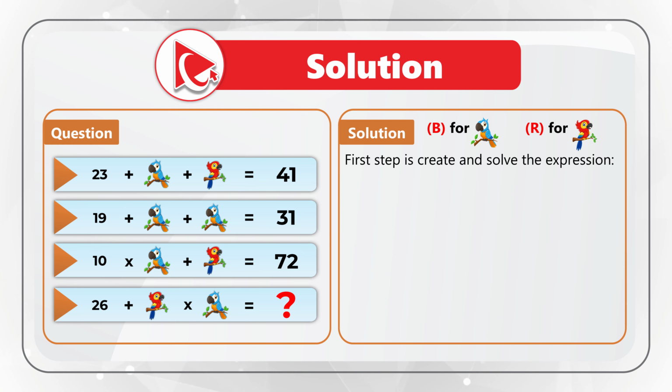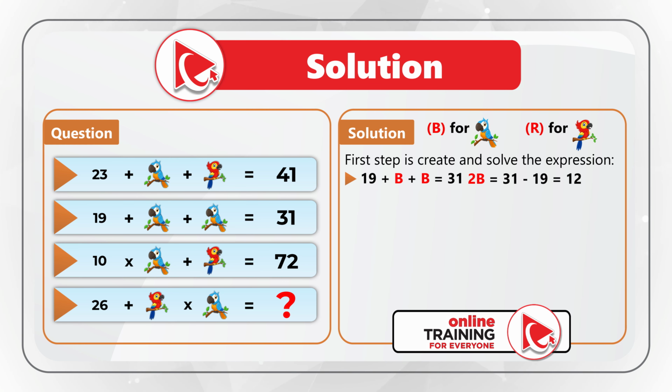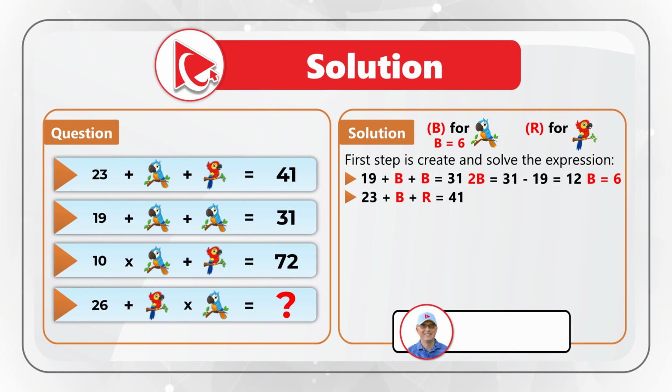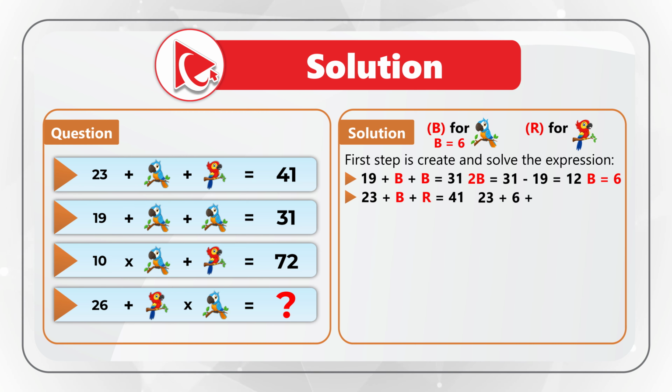And the easiest one to solve is the second expression with 1 blue parrot. 19 plus B equals 31, which means that B equals 31 minus 19, which equals 12. Once we solve it, we see that B, blue parrot, equals 6. Knowing the value for blue parrot, we can solve the first expression. 23 plus B plus R equals 41, which means that 23 plus 6 plus missing variable R equals 41. After the calculations, R equals 41 minus 29 equals 12.